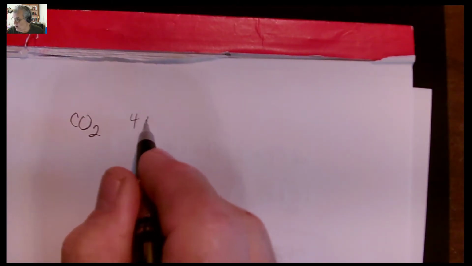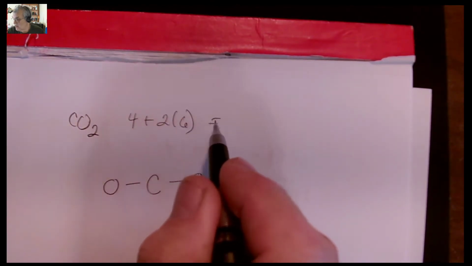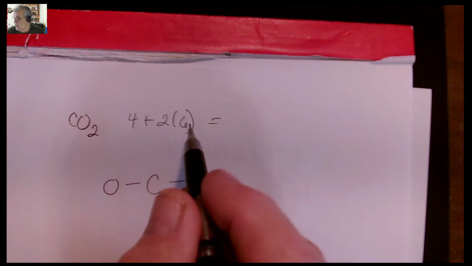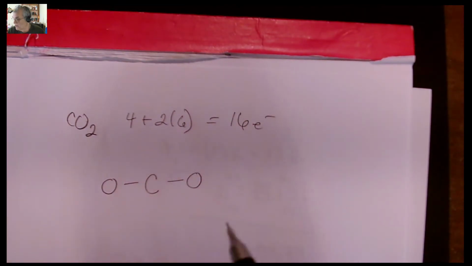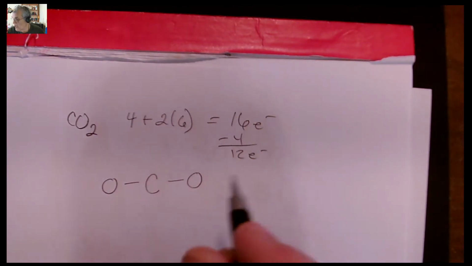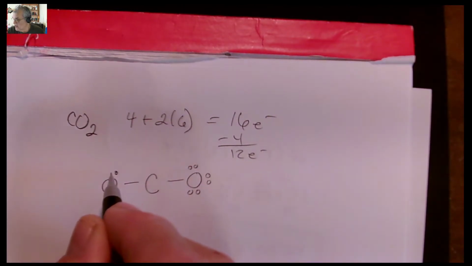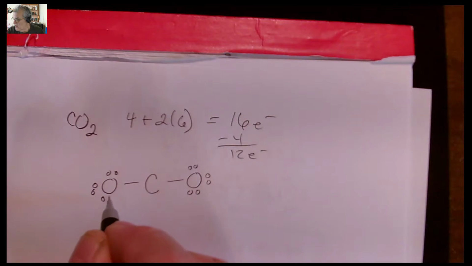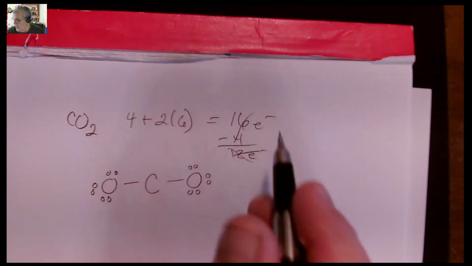Carbon has 4, plus 2 times each oxygen has 6. That's going to be 12. So we have 12 plus our 4, and that's how many? That's 16 electrons. We've used 4 electrons, therefore there are still 12 electrons left. I could put them as 2, 4, 6, 8, 10, 12. There we go. So I've used all the electrons now, and I've got my structure.